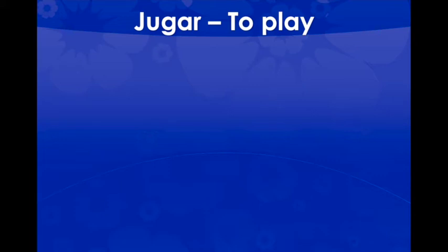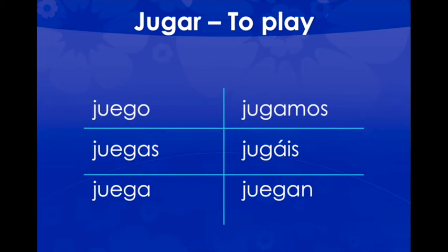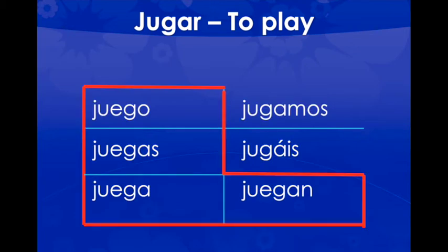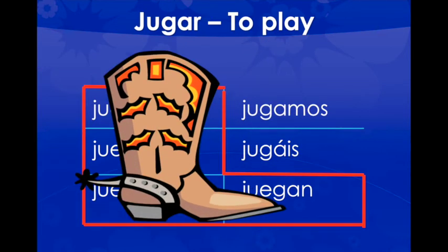Our last stem changing verb doesn't have any other verbs. It's just the only verb that is U to UE, and that's jugar. Juego, juegas, juega, juegan, but outside of the boot, we have jugamos and jugáis. Again, it's an AR verb, so we have AR endings: o, as, a, amos, áis, an. Inside the boot, it just changes U to UE. And there are no other verbs in the category of U to UE. Jugar is the only U to UE verb.